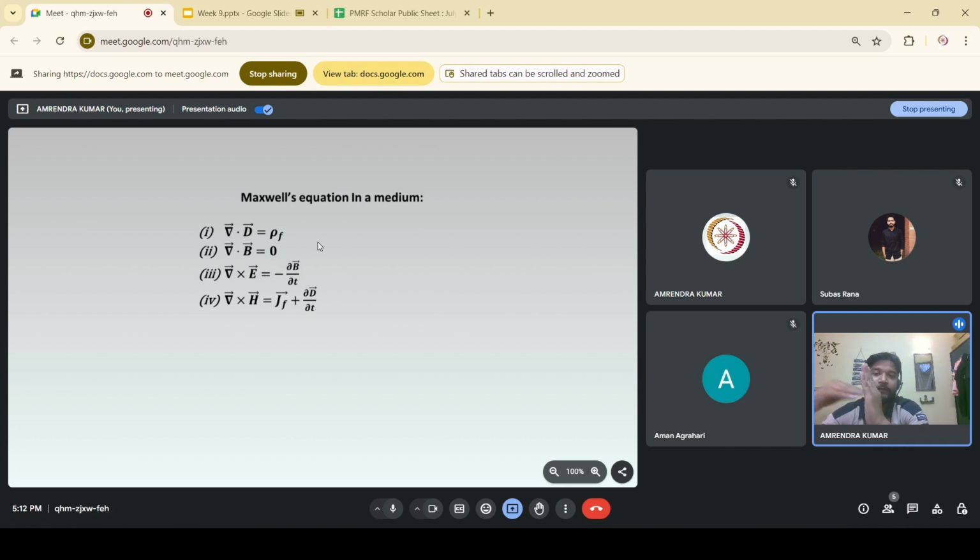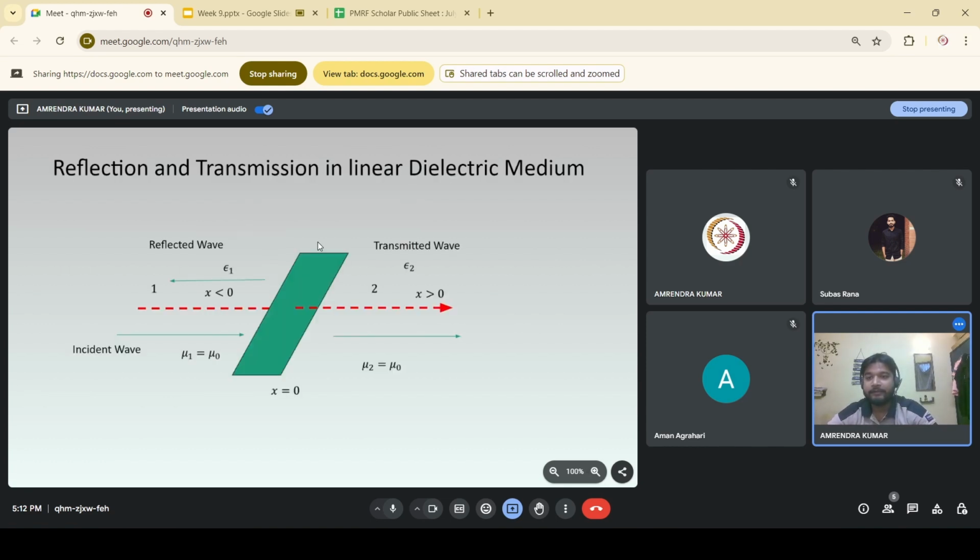So what kind of phenomena are going to occur? Is the electric field going to be totally transmitted, meaning whatever electric field is coming here is going to transmit totally in this direction, or is there going to be some reflecting back? So this is what we are going to understand now. We can understand this using this schematic that I've made.